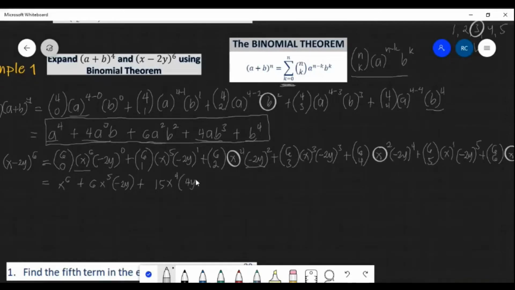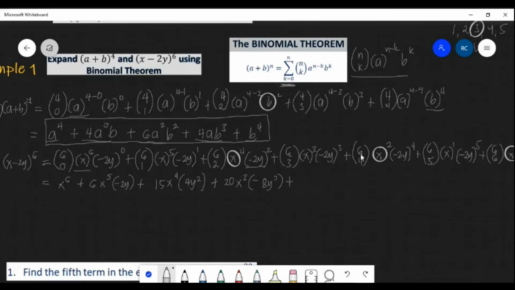4y squared. Very good. 4y squared. Press 6 combined 3. 20. Okay, 20x cubed. Everybody, negative 2y raised to 3. Ano pong sagot? Negative 8y cubed.